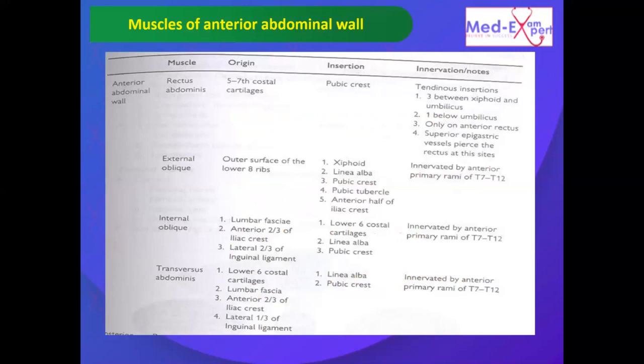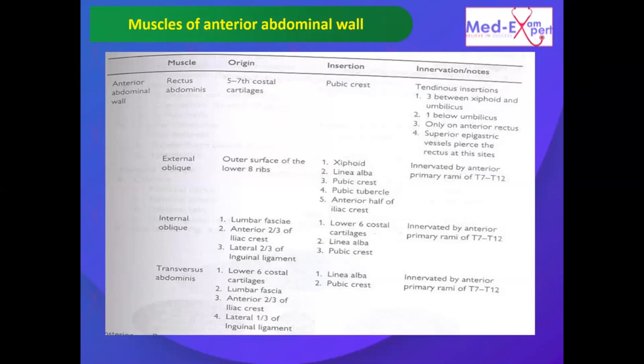Okay, now we will talk about the muscles of the anterior abdominal wall with regard to origin and insertion. We will start with the rectus muscle, which is the only vertical or longitudinal muscle. It's the rectus abdominis. It originates from the fifth to the seventh costal cartilages, and is inserted down to the pubic crest.